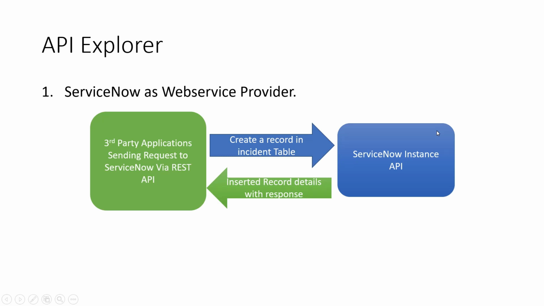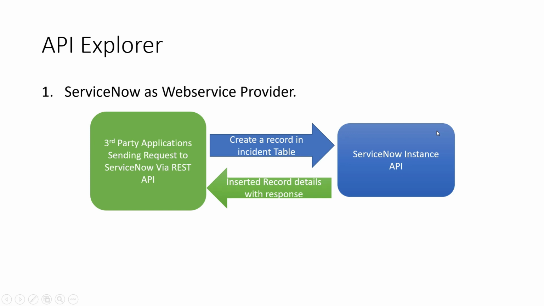Actually, in the API Explorer, ServiceNow acts as a web service provider, where third-party applications send requests to ServiceNow via REST API. I said this already in previous videos. For example, Jira is one example we took. Jira sends a request to ServiceNow for fetching data from the incident table, or to create a record in the incident table.